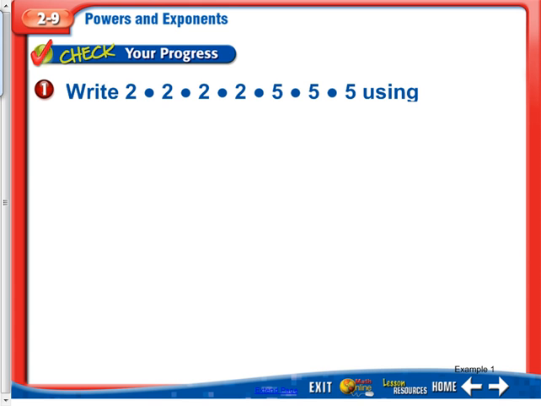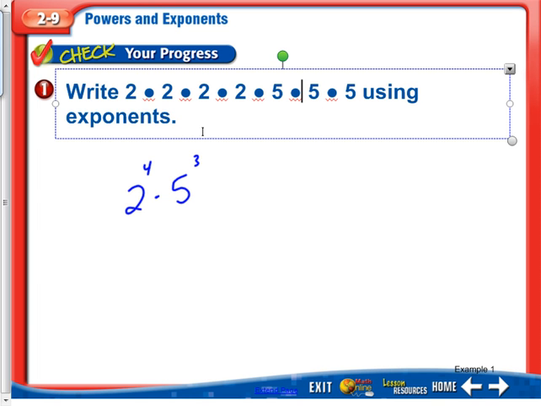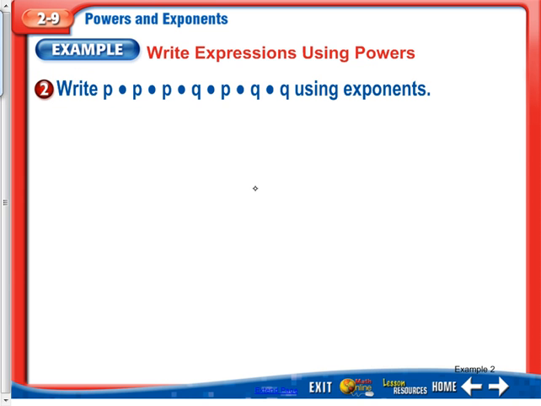For this one, I see a 2, so I'm going to write a 2 times, and I have a 5. Now how many 2's? 1, 2, 3, 4. And how many 5's? 1, 2, 3. So this would be how to write this using exponents. I see my box here got cut off a little bit. There it says using exponents. So we'll go to the next example.